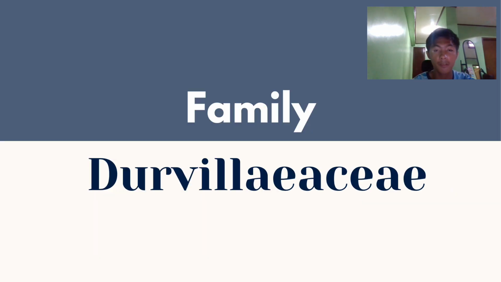Next, we will talk about the family Durvillaceae under the order Fucales. Durvillaceae is a family of brown algae and it is adaptive to wave-exposed shorelines. It is not common here in the Philippines, but you can see its distribution in the southern hemisphere, including regions such as Australia, New Zealand, South America, and various sub-Antarctic islands.